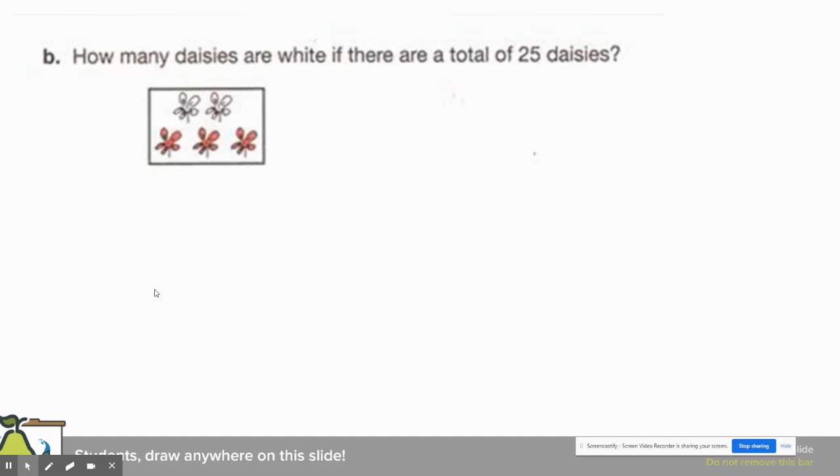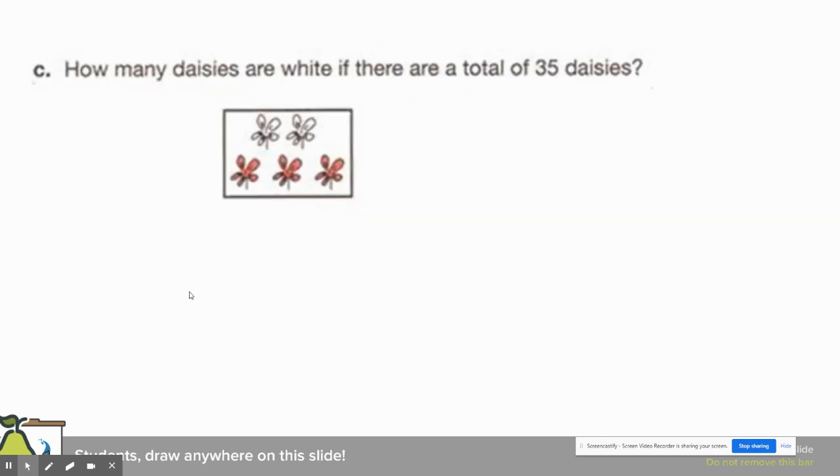How many daisies are white if there are a total of 25 daisies? Well, here you have 5 in each box. So you need 25 daisies. Hopefully you would draw that out. And you'd find out that if you draw 25 of them, you'd have 10 white ones. If there are 35 total daisies, how many would be white? And again, if you saw that, it'd be 14 would be white.